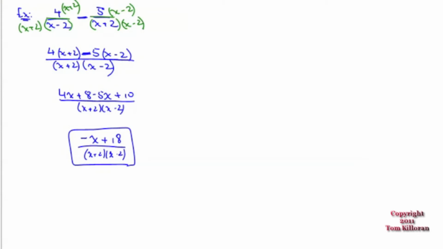And let's do one other. Ooh, here's a good one. This is number 12. 7 over x squared minus x minus 6 plus 5 over x minus 3.